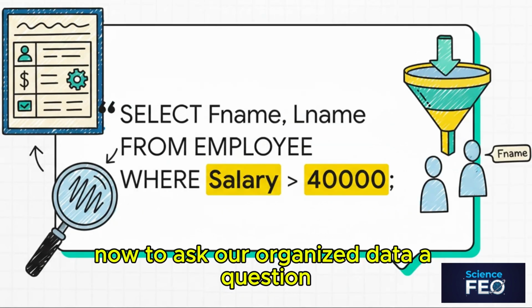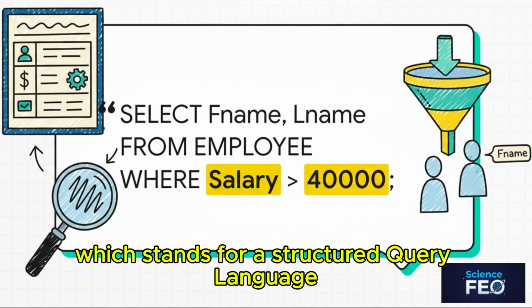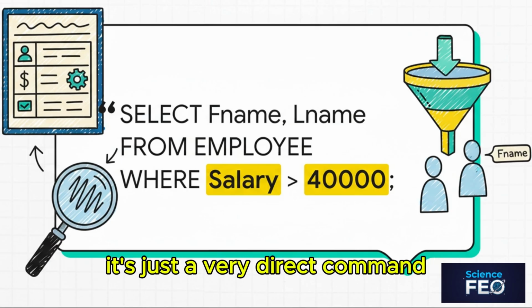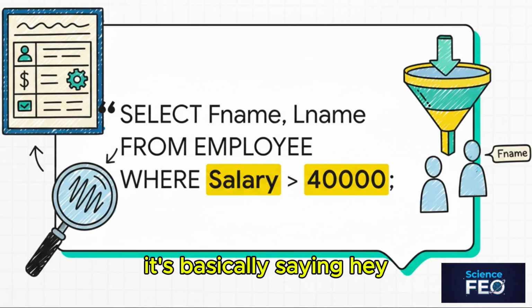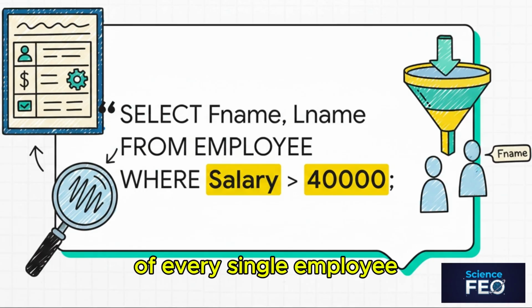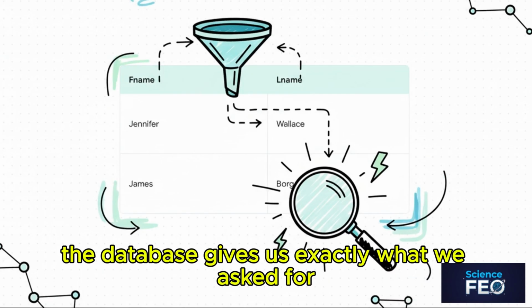Now, to ask our organized data a question, we use a special language. The most common one is SQL, which stands for Structured Query Language. This statement here isn't scary code. It's just a very direct command. It's basically saying, hey, from that employee table, show me the first name and last name of every single employee whose salary is more than 40,000. And boom, just like that, the database gives us exactly what we asked for.